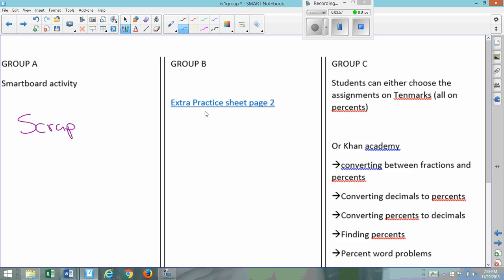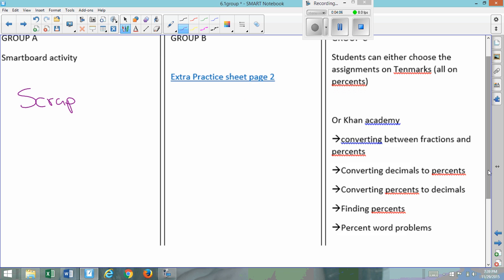Group C, you can either choose the assignments on 10 marks, which you're going to only do the ones that say percents, or you're going to go on to Khan Academy and you're going to be converting between fractions and percents, converting decimals to percents, converting percents to decimals, finding percents, and percent word problems. Those are going to be your choices. I'll have them written on the side dry erase board so that you guys can check it out. Whatever you choose, either 10 marks or Khan Academy today, you'll do the opposite tomorrow.